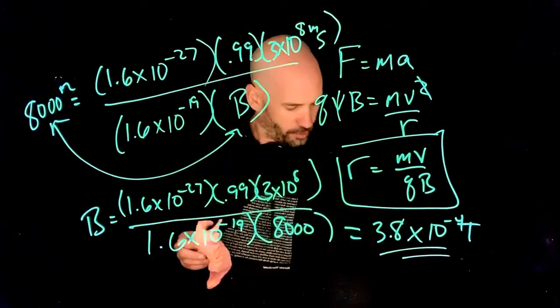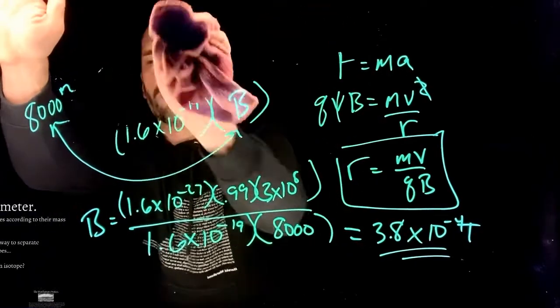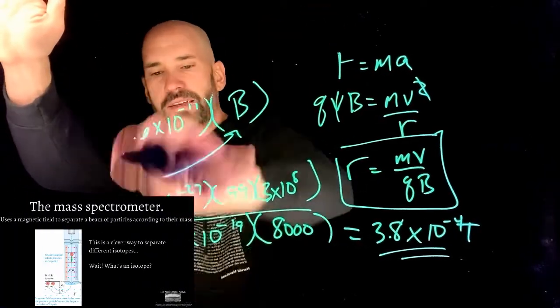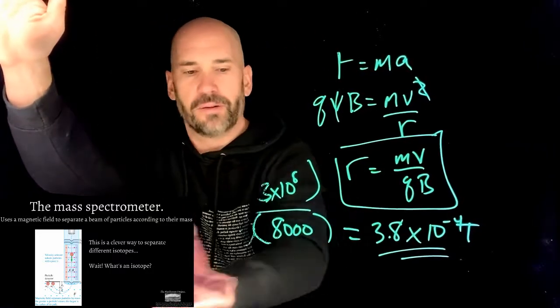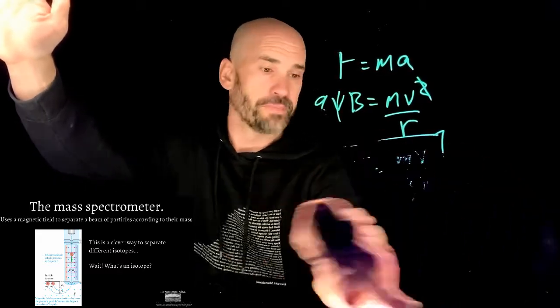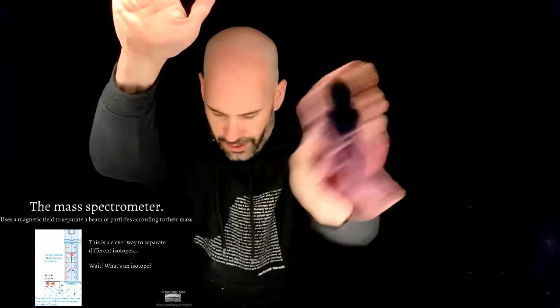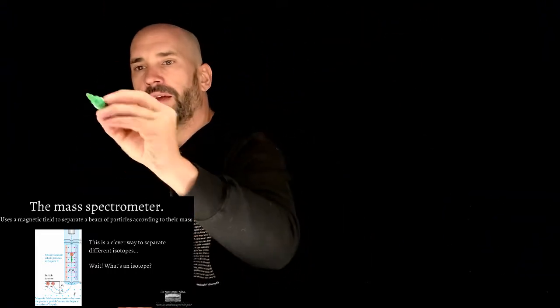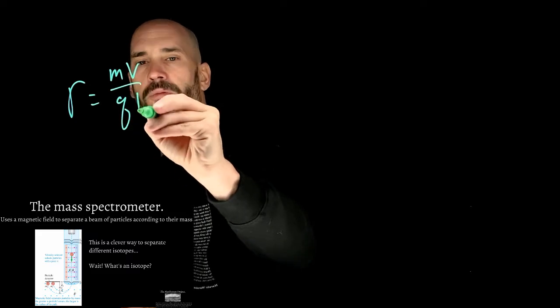Let's look at this whole idea of a mass spectrometer. Okay, so a mass spectrometer is, especially if there's any of you folks who are going to go into chemistry at all, a really cool way of isolating isotopes. Okay, so remember this radius. I'll write this formula for the radius one more time. Radius equals mv over qb, right?